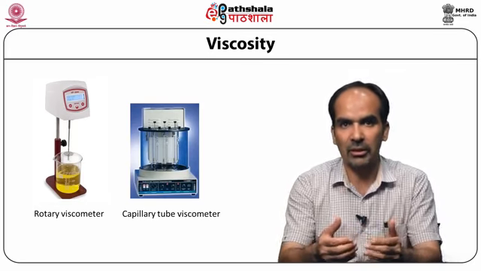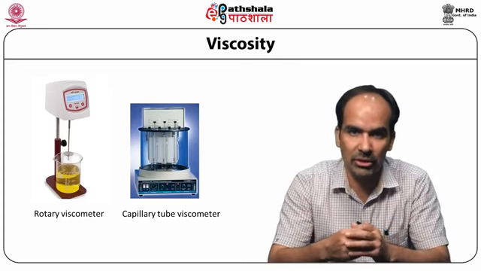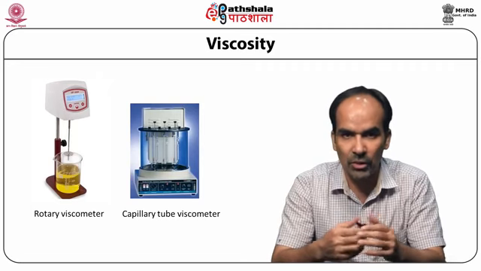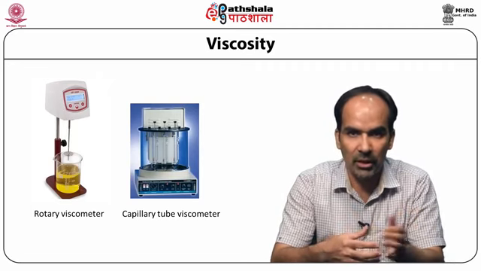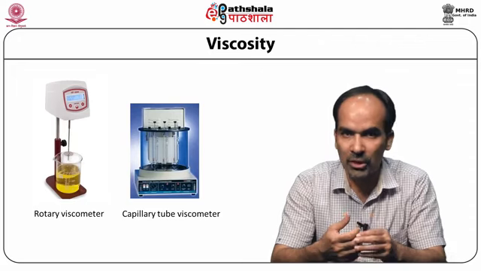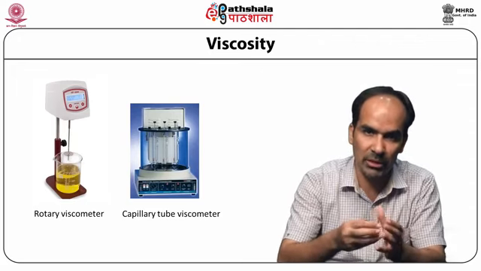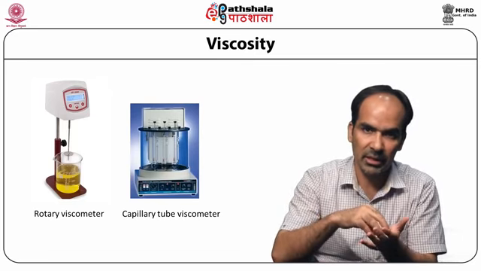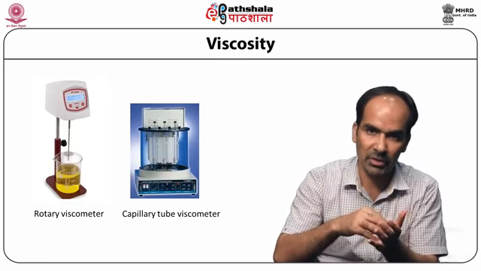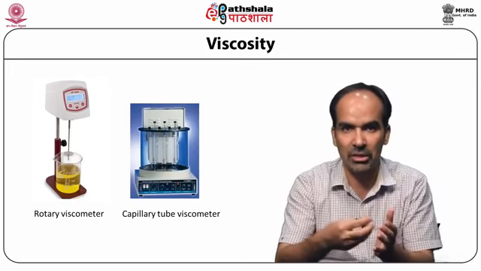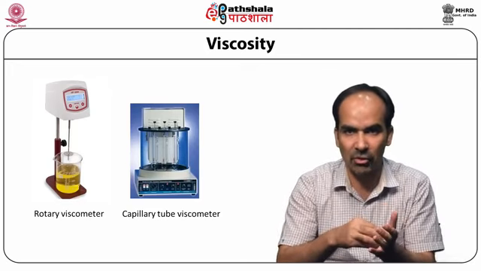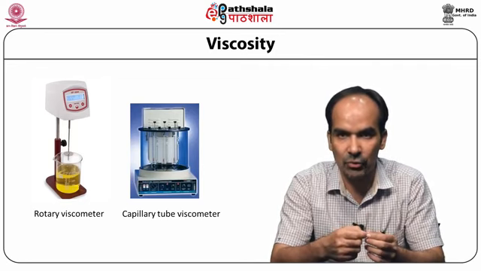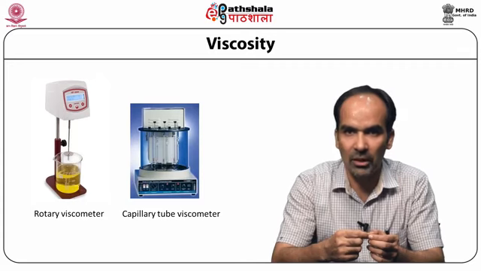For the measurement of viscosity, we use two types of apparatus known as viscometers: the rotary viscometer and the capillary tube viscometer. The rotary viscometer has spindles, which are rotated on the surface of a liquid, so the shear or resistance offered gets recorded, while in the capillary tube viscometer, capillaries are used for the measurement of viscosity.